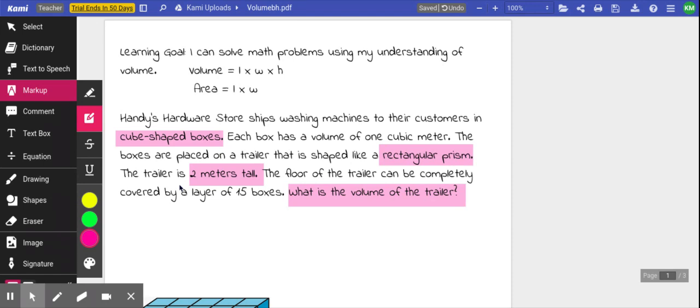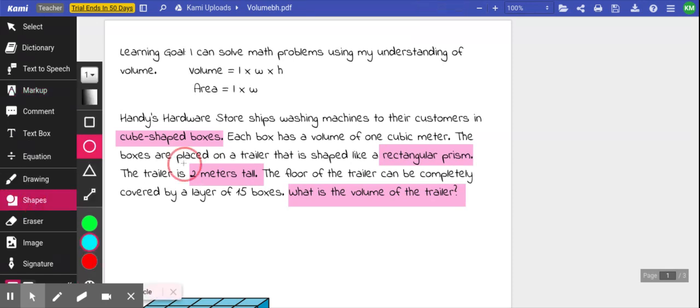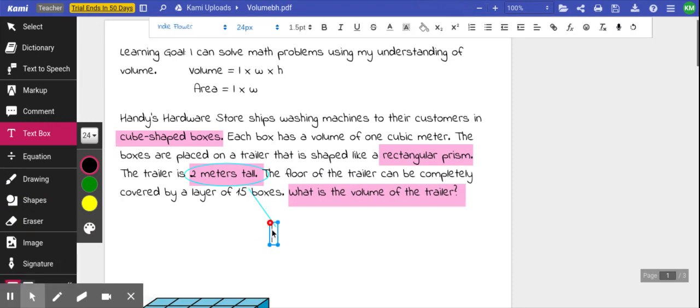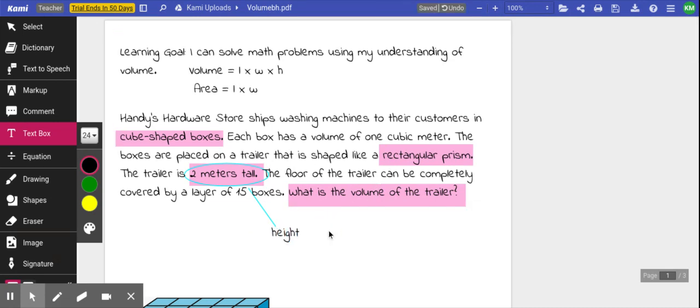It also mentioned the trailer is 2 meters tall. So we want to point out that when we're talking about 2 meters tall, I'm just going to circle that and draw a line. Whenever we're talking about something being tall, we're talking about the height of the shape. So I'm just going to mark that down. Whenever we're talking about how tall something is, we're talking about the height of the shape.